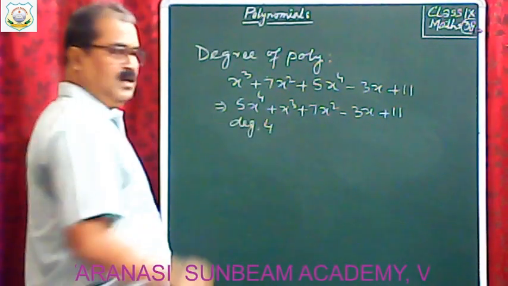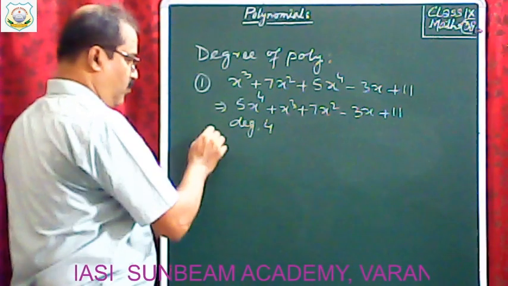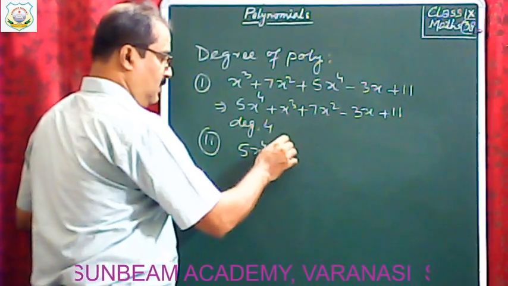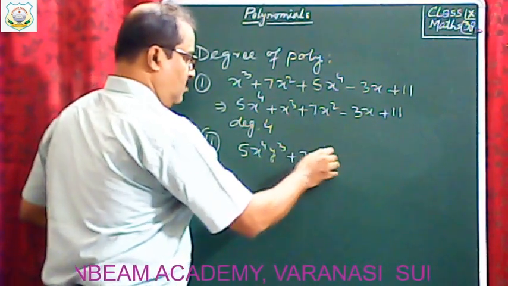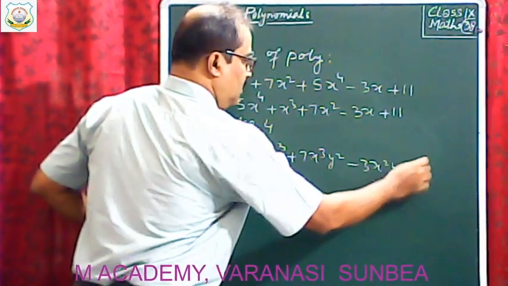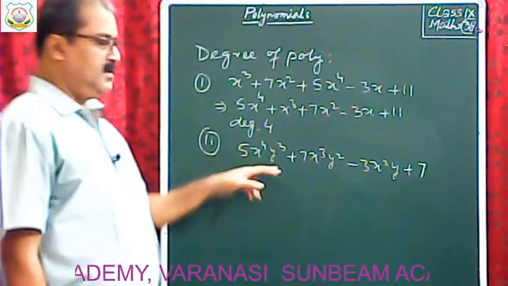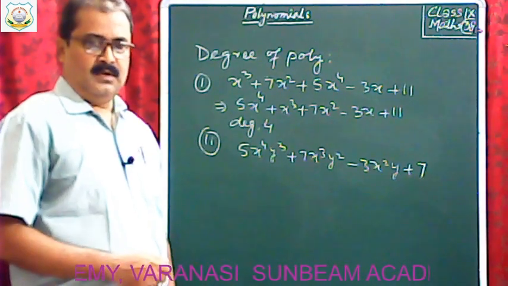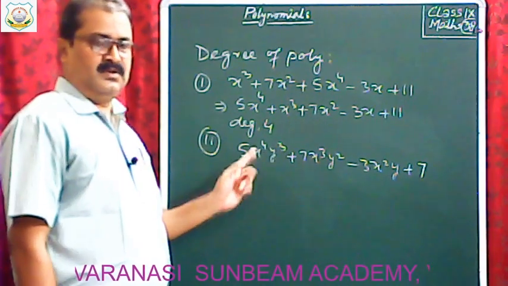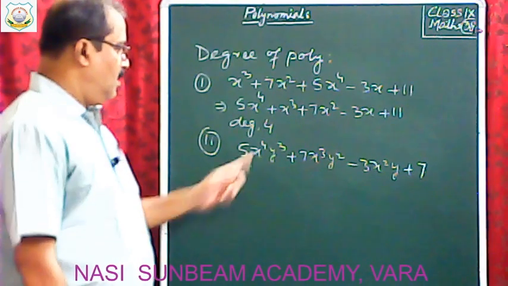The degree of the given polynomial is 4. Clear? Similarly, suppose two variables are given: 5x to the power 4 y cube plus 7x cube y square minus 3x square y plus 7. Got it? So two variables are involved in one term. In that case, we have to add the powers of both the variables of the term, and the highest sum is the degree of the polynomial, isn't it?